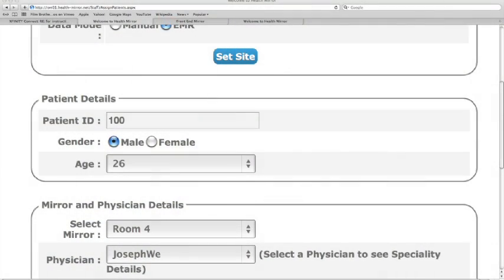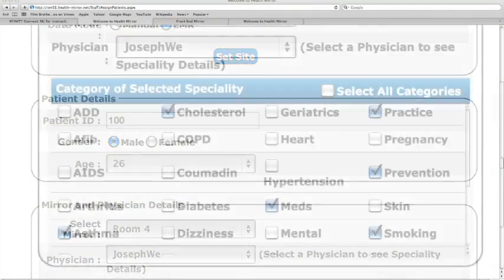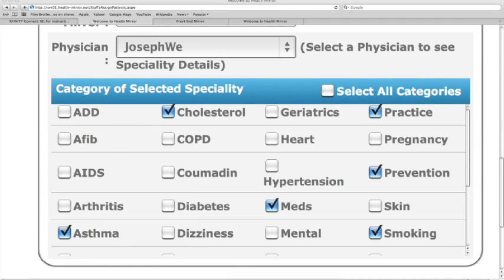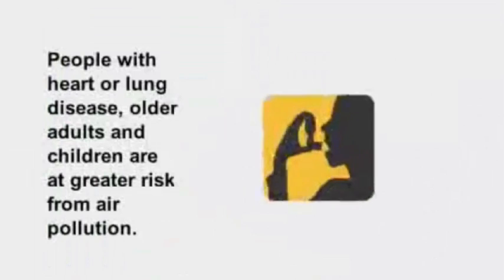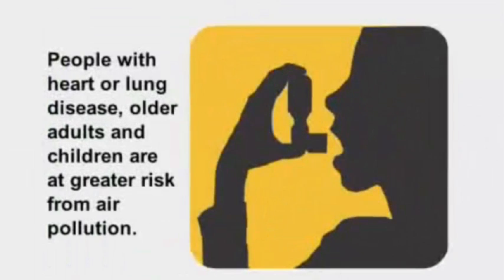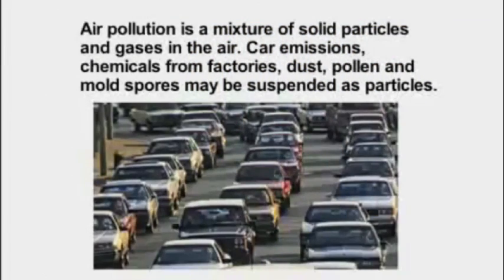As the nurse enters the appropriate selections, she then sends that information to the Health Mirror server. The server then queries our database of health content, which then sends appropriate multimedia health content to the touchscreen device in the room which the patient is waiting in.